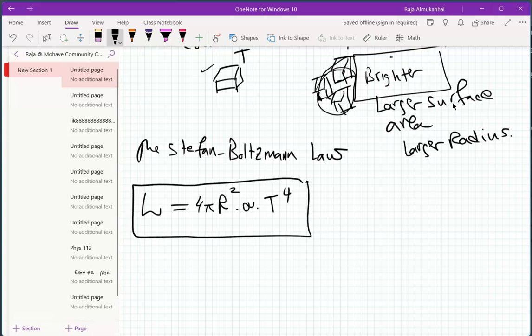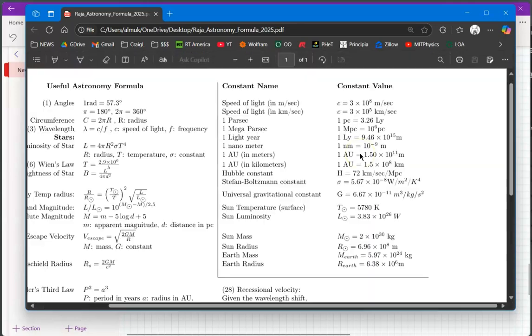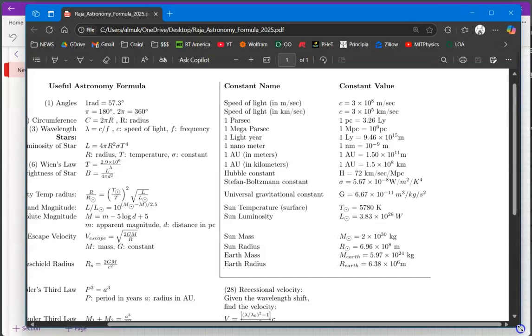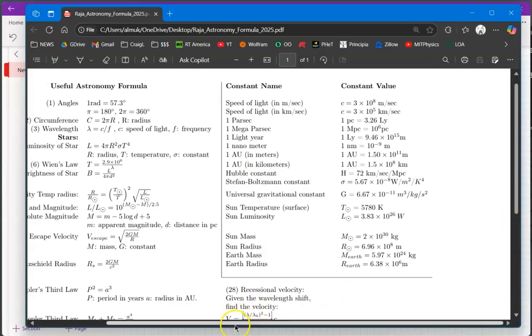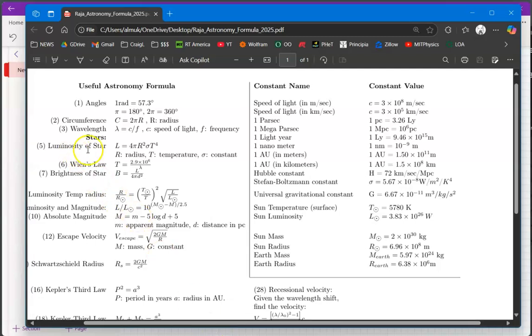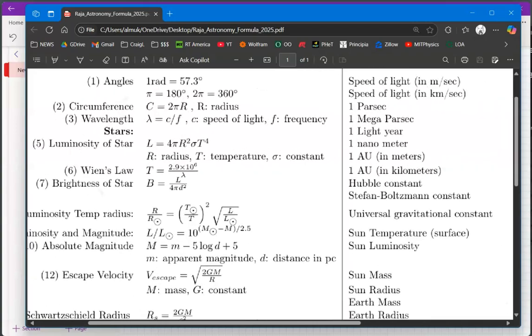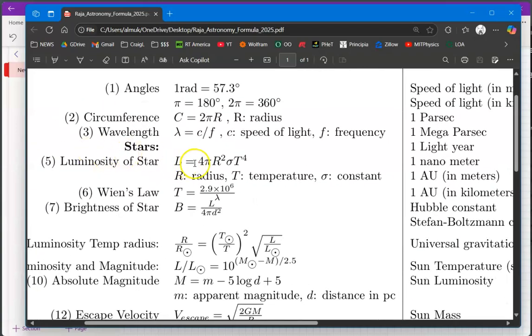And by the way, I keep forgetting to mention, if you look up our formula sheet, let me show it to you very quickly. There it is. The luminosity of a star, which is the Stefan Boltzmann law, is right there: 4 pi r squared sigma T to the 4th. I'll talk about that in a minute. Wien's law is right there. That's the one we were just talking about.